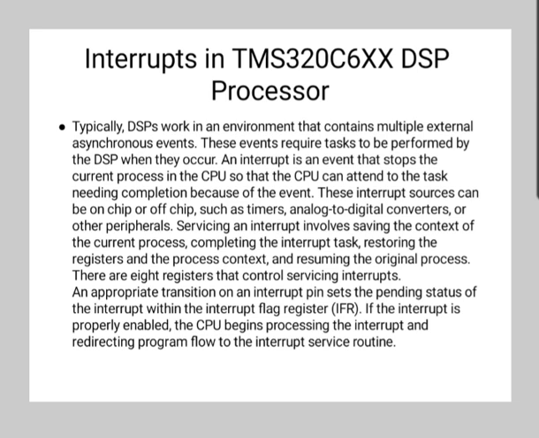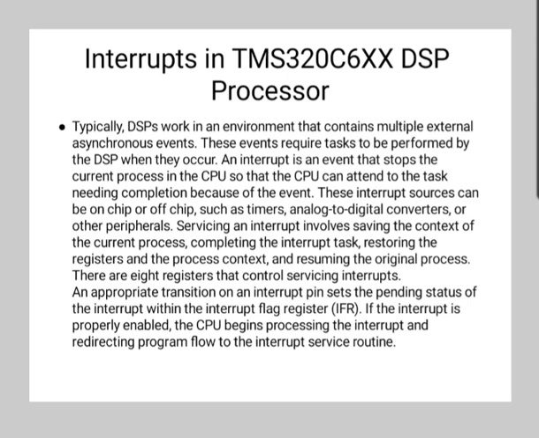Typically, the DSP works in an environment which contains multiple external asynchronous events. These events require tasks to be performed by the DSP when they occur. An interrupt is an event which stops the current process in the CPU so the CPU can attend to the task needing completion because of the event. These interrupt sources can be on chip or off chip, such as a timer, analog to digital converter, or other peripherals.